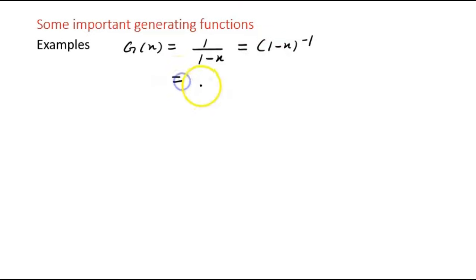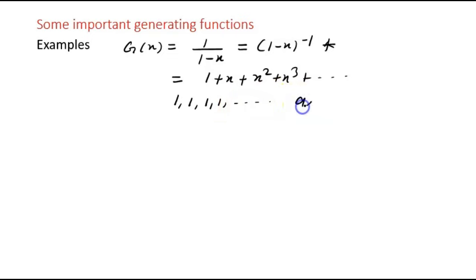Okay. Let us take some more examples. Suppose I take the generating function G(x) is equal to 1 by 1 minus x. You have just seen in the previous examples that it can be seen as (1 minus x) to the power minus 1. And if I use the binomial expansion, this is one very important result, it will be 1 plus x plus x square plus x cube and so on. So what is the sequence that I am able to generate? The sequence is 1, 1, 1, 1 up to infinity. So what is the general term? The general term is a_k is equal to 1.